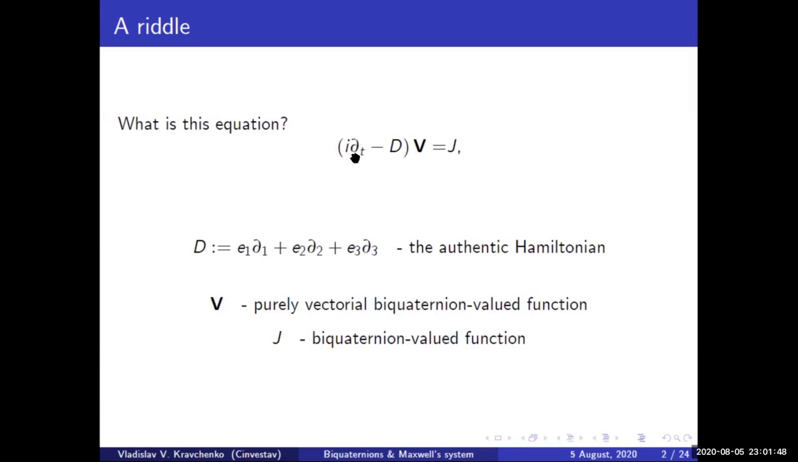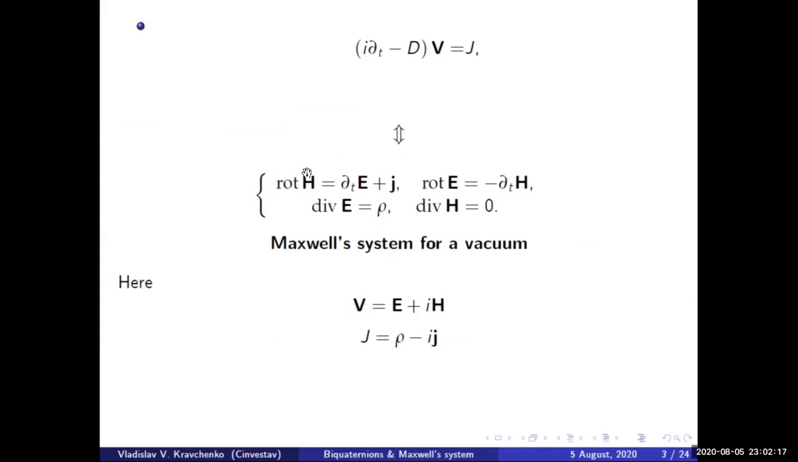This is the derivative with respect to time. V here is a purely vectorial biquaternion valued function. And on the right-hand side, we have a biquaternion valued function called J. So the riddle is, what is this equation? And the answer has been known for more than 100 years already. The answer is that this is precisely the Maxwell system for a vacuum.